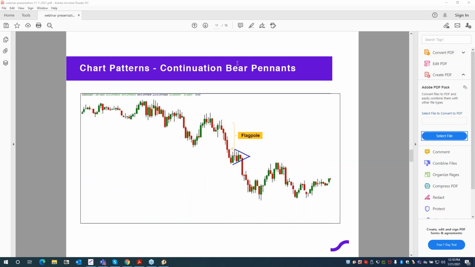Moving on to a continuation bear pennant. It's the same thing as what we saw from our previous slide, just in an inverse way. You have a flag that's upside down. You still have the flagpole here, and over here you have the parallel lines that are closing in. Now remember, the closer they're getting to each other, especially when they cross, if they cross, then that's a good signal that you should take your position, a good entry level.